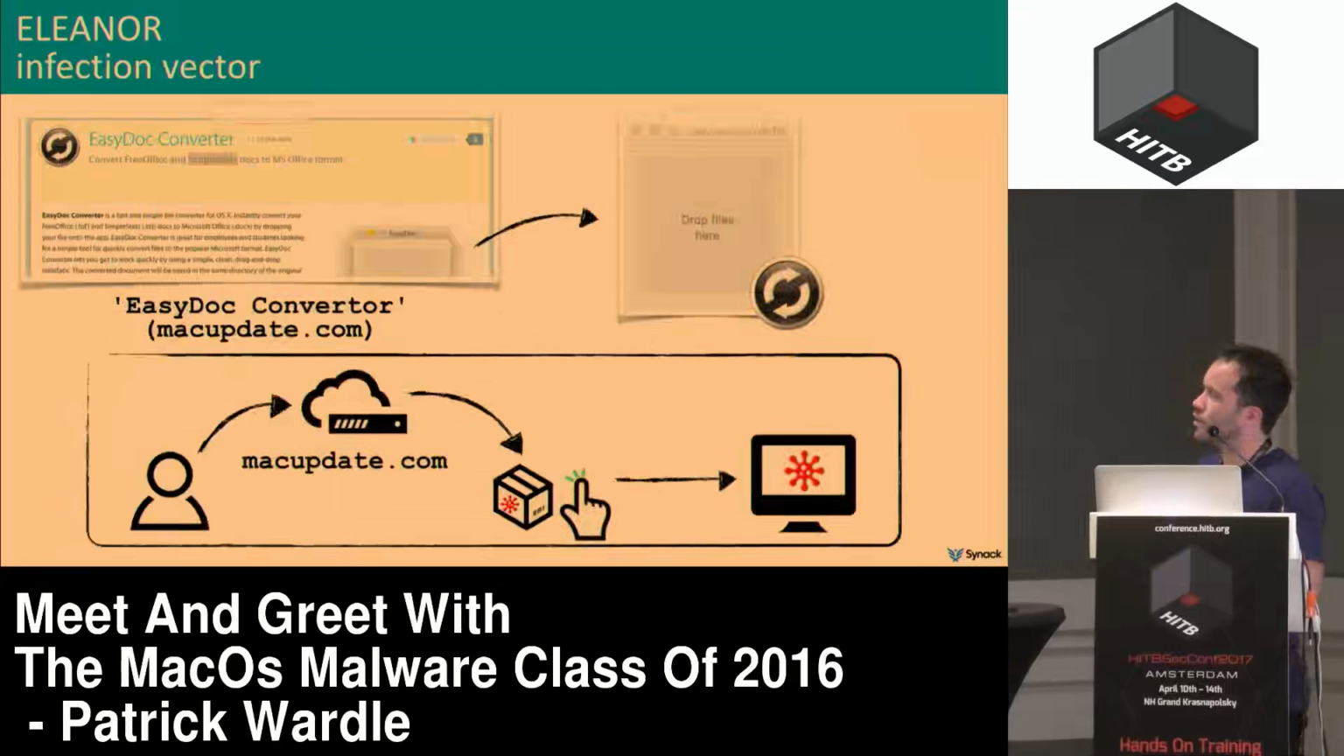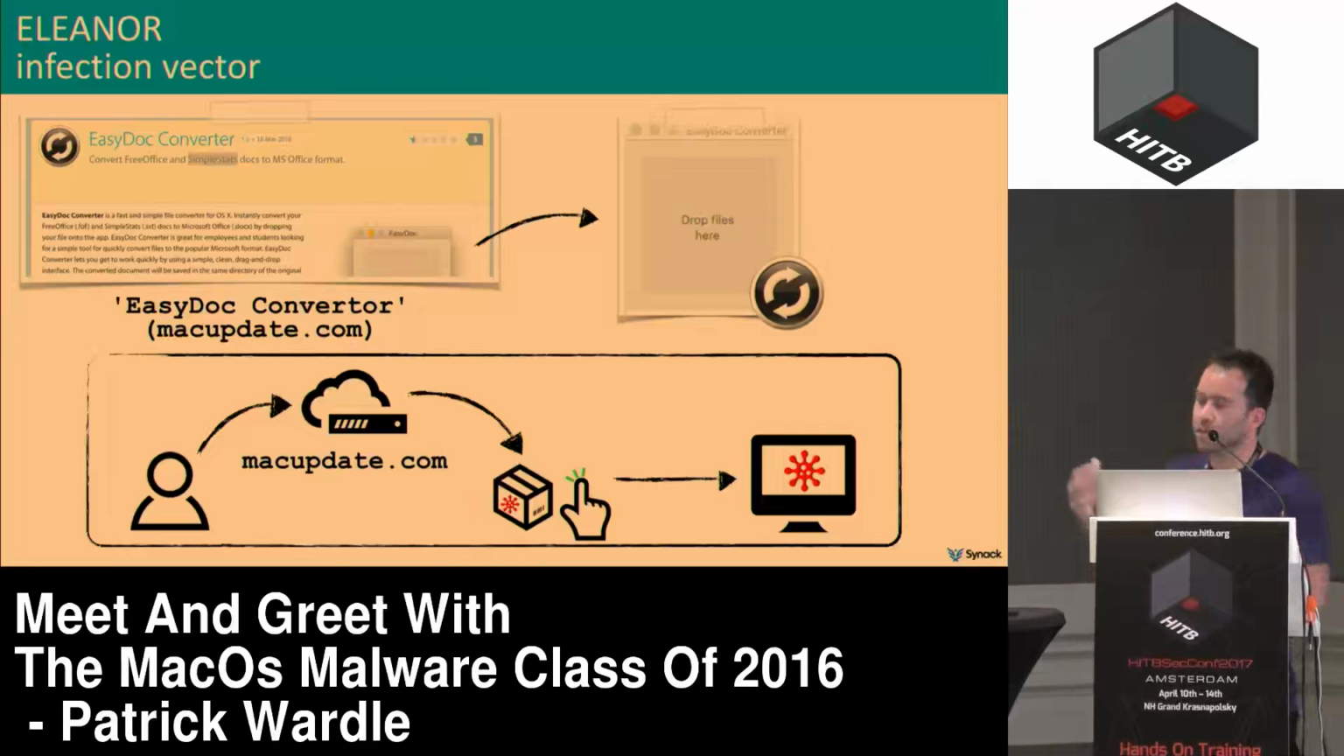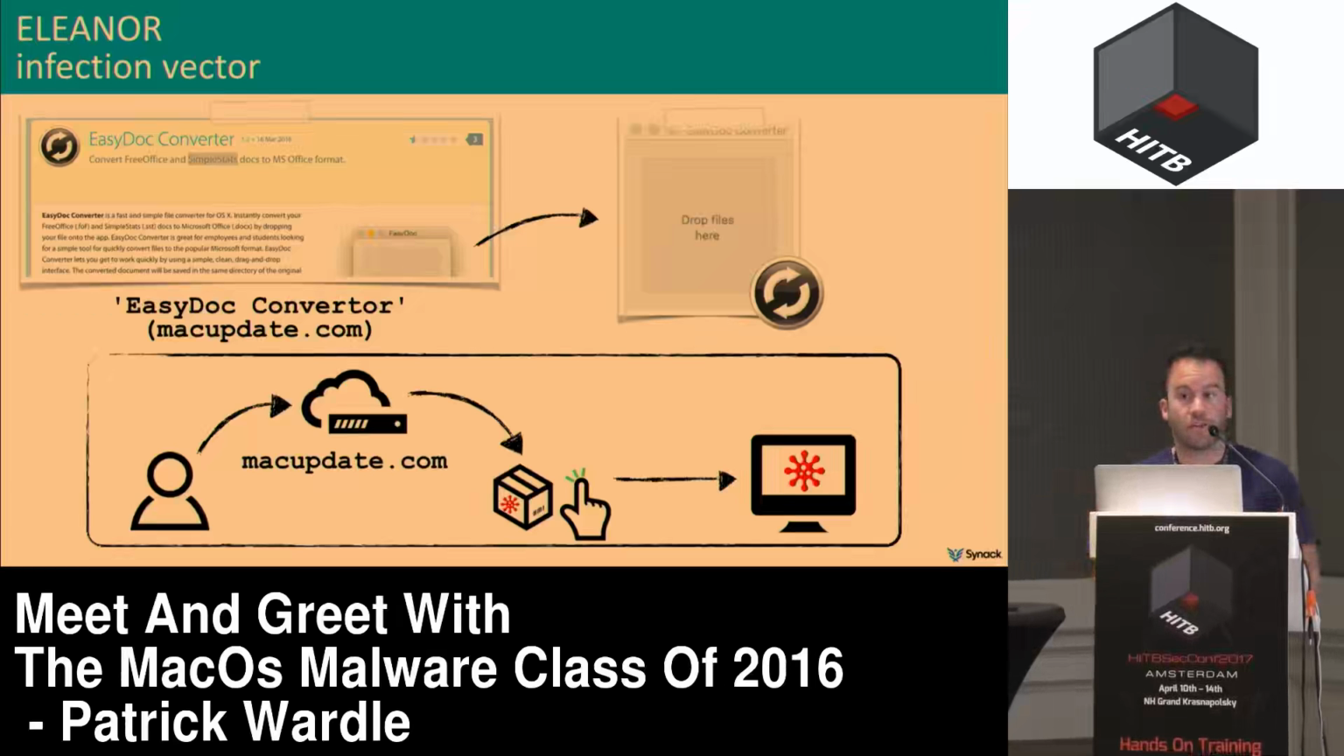Now, in terms of its infection vector, it turns out that what the Mac malware authors did was essentially take over or recreate an abandoned application that was on macupdate.com. There was this application called EasyDoc Converter that would legitimately allow you to convert documents. I guess it was abandoned, so the malware authors created a new instance of this application that was just malware. As I mentioned, this was hosted on macupdate.com. So if legitimate users went to download what they thought was a converter application and ran it, they would have then become infected with this malware.